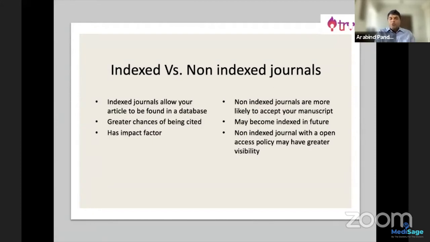Index versus non-index journals is another topic, but index journals allow your articles to be found in a database. So you have a greater chance of being cited. If it's a good paper, a good study, you will be more known because it will show up in all the searches. Non-index journals, however, are more likely to accept your manuscripts.